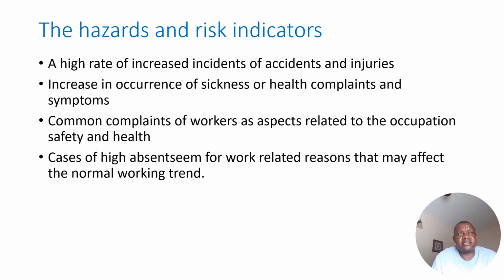Now, the hazard and risk indicators. There are indicators at the workplace that can show you that hazards and risks exist. A high rate of increased incidences of accidents and injuries. If there is a progression in the number of injuries or accidents at the workplace, then that could be an indicator that hazards are present and the risks are very high. Then an increase in occurrence of sickness or health complaints and symptoms.